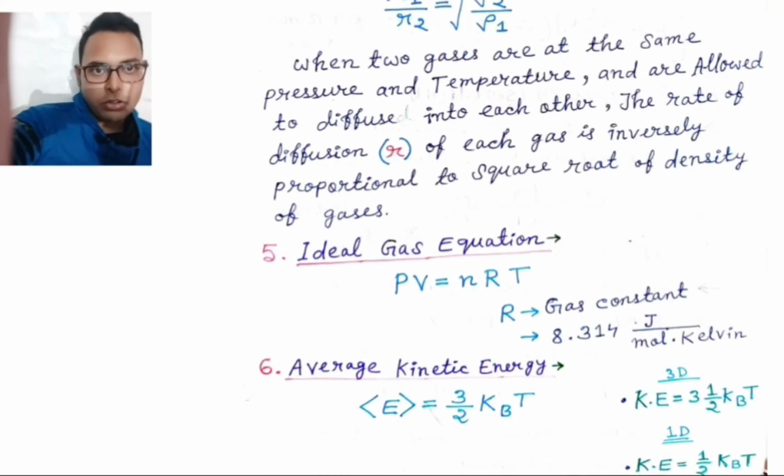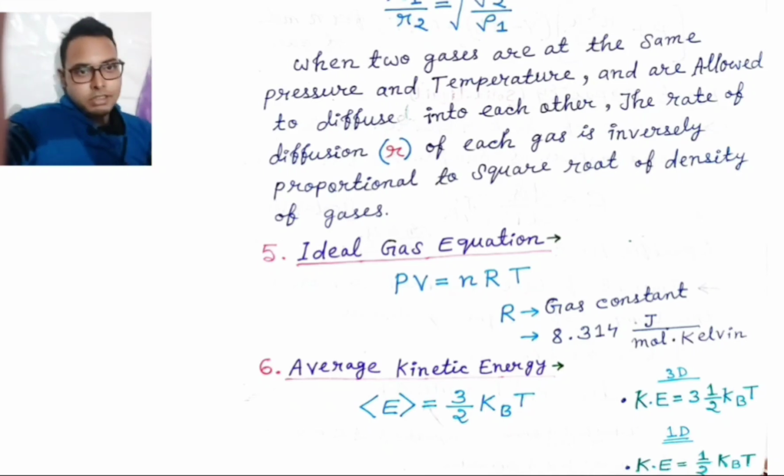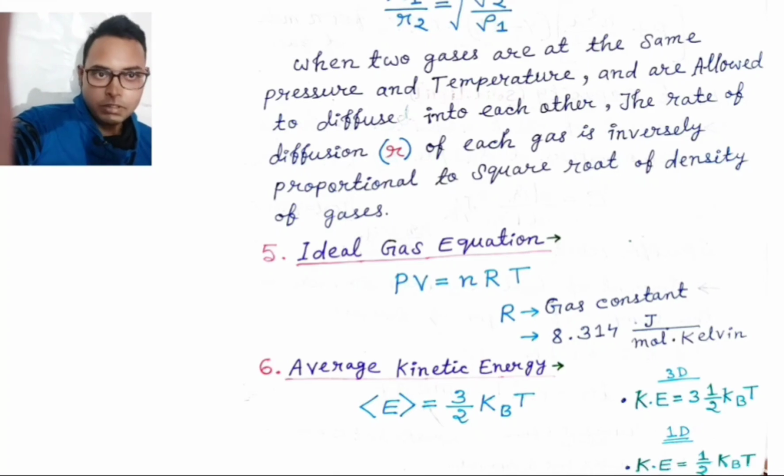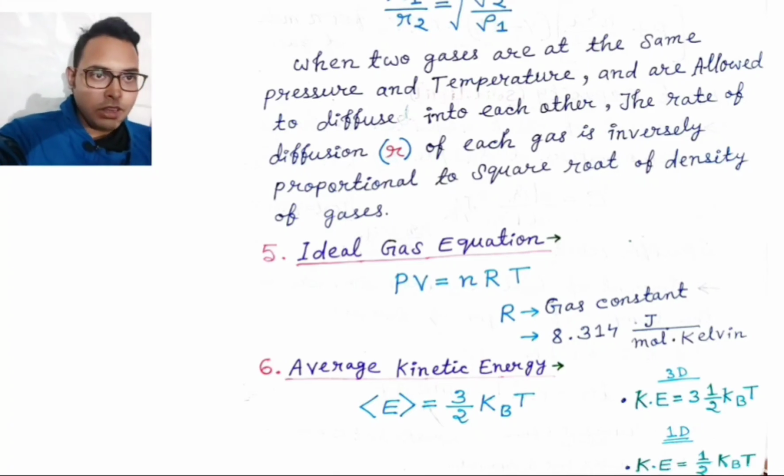Then move on to the fifth law. This is the ideal gas equation. We have studied earlier, equation of state, PV equal to nRT. R is the gas constant, which has the value 8.31 joule per mole per Kelvin, right?